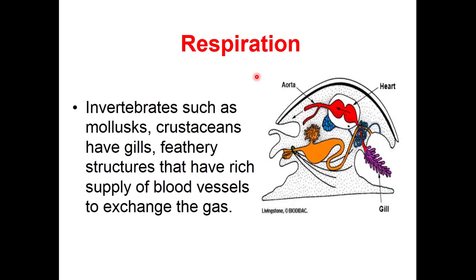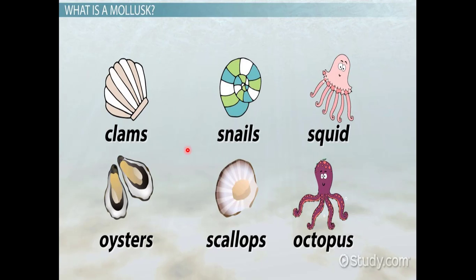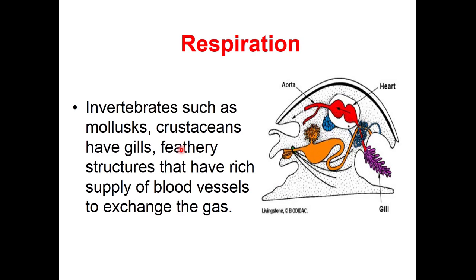The second type of respiration is for mollusks and crustaceans. But first, let's see what mollusks and crustaceans are. Here, these are crustaceans, guys, like crab and shrimp, and mollusks like snails and octopus, and all of these animals. How do these animals carry out respiration?